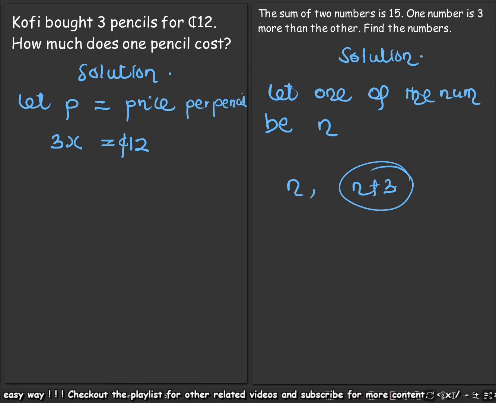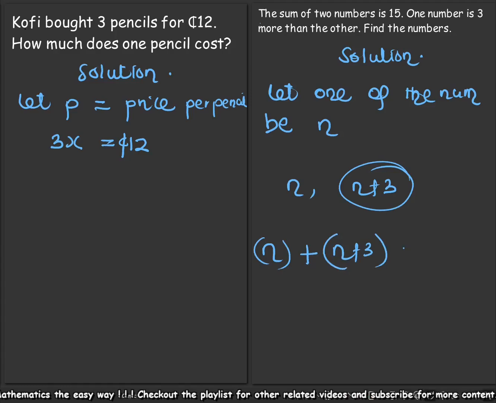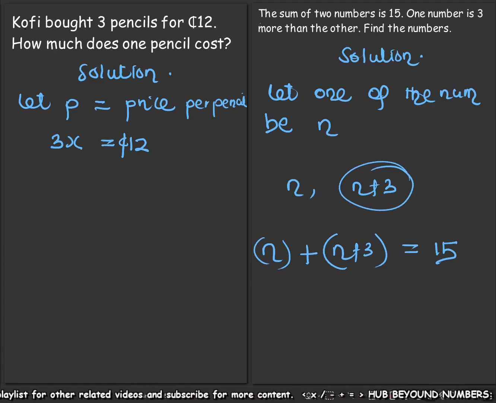In this case, we are talking of numbers. Now, we are being told that the sum of these two numbers is 15. So we've introduced our unknown. We now want our equation. Sum means addition. The sum of this number and this number is 15. That is n, our first number, plus the second one, n plus 3, is equal to what? 15. This here is our equation that we are going to need to solve. Very, very simple and straightforward.